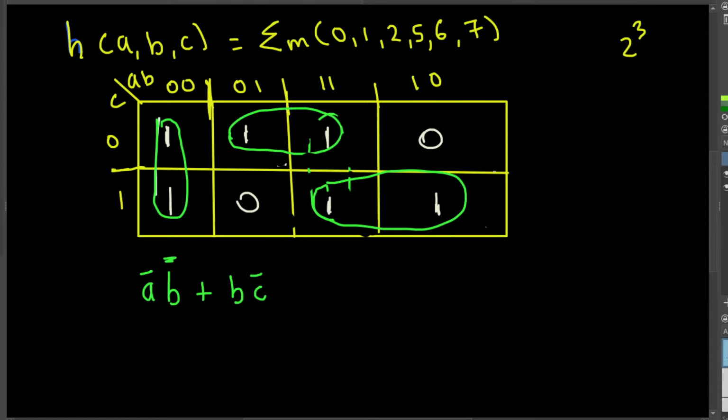So let's look at the last one. The last one we had was, A is not changing, so I put the A. B is changing, so B is going to be eliminated, and C is not changing, so C is going to be included. And this is our final expression.